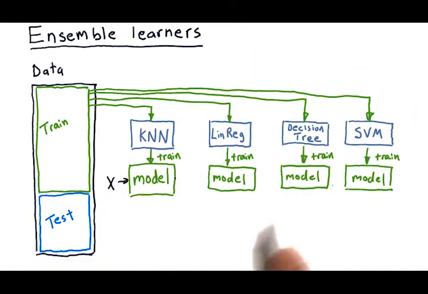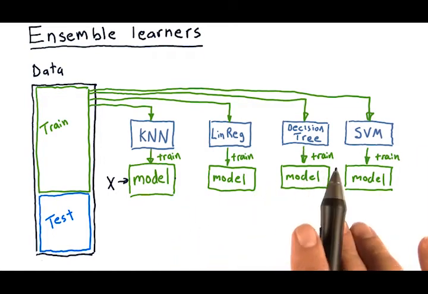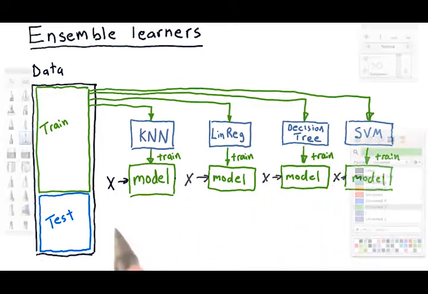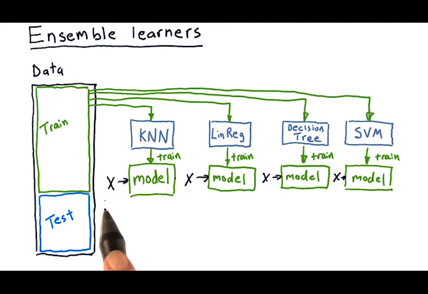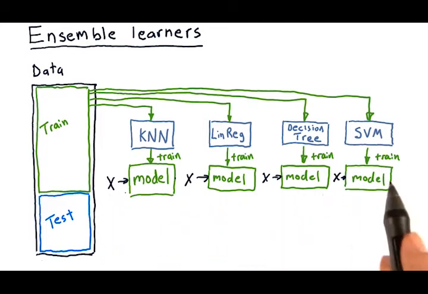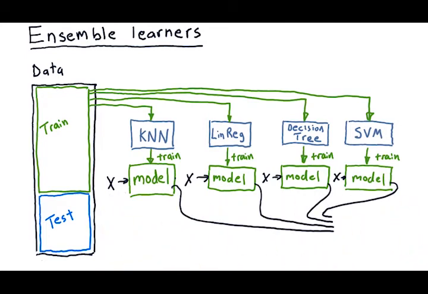To query this ensemble of learners, we query each model by itself and combine the answers. So if we want to query this model with X, we plug X into each model, the same X, and then our Y's come out. So we have a Y output from each of these models. How do we combine them?